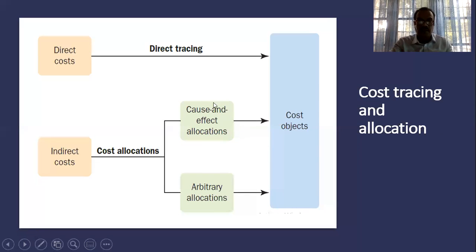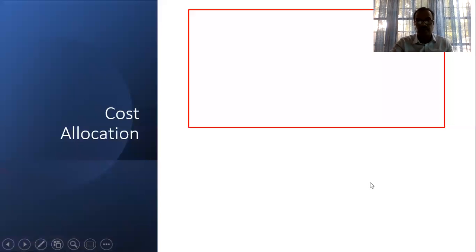For a more precise costing system, it is good to go for cause and effect allocation.